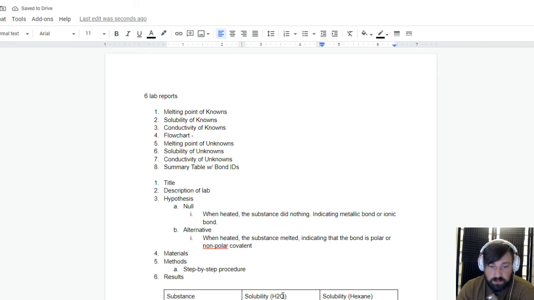There's a data table for the solubility test. And you can do the same thing with conductivity. So just a substance column and then results there. All right.